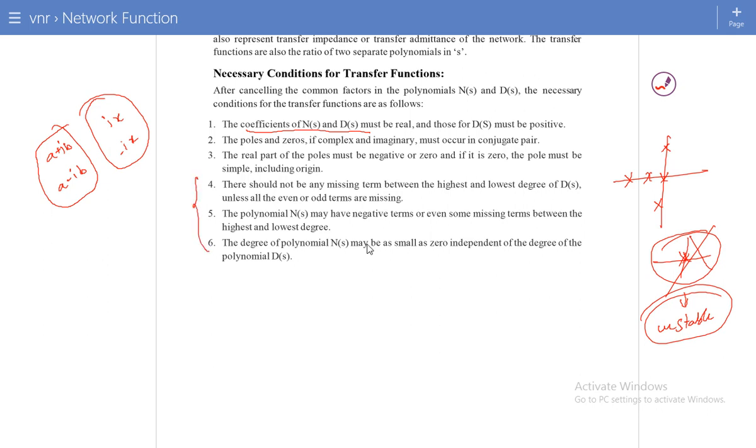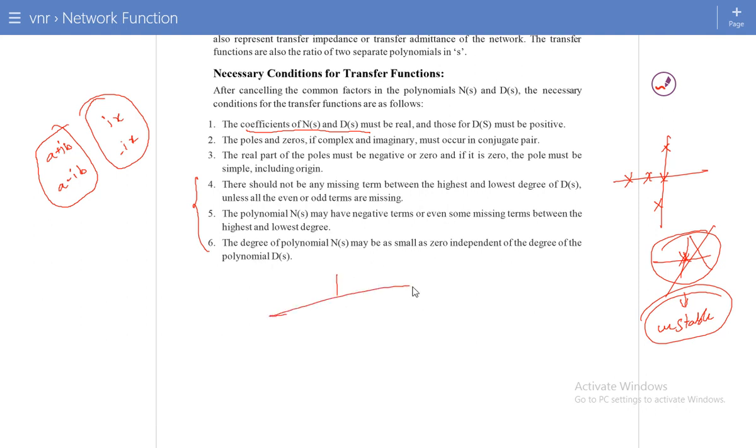Okay, the fourth, fifth, sixth conditions are the same. There should be no missing terms between the highest and lowest degree. If there are missing terms, then either all the odd terms or all the even terms may be missing. But if there are any other missing terms, then it is not a proper transfer function. The fifth condition we have just discussed now, right? The sixth condition: the degree of the polynomial n of s may be as small as 0, independent of the degree of the polynomial d of s.